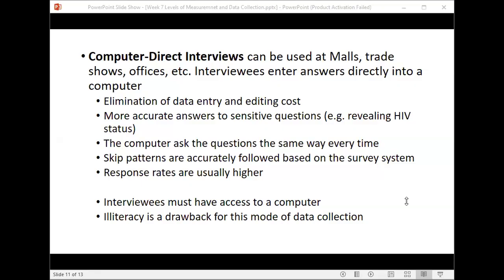Okay. And it's not biased because it's not like a personal interview where somebody is asking the questions. Sometimes if somebody is asking the questions, they can ask them differently, even though they want the same answer, and answers can vary based on the way you ask the questions. But the computer will ask the question the same way every time, right? So there's likely to be less bias. When there are skip patterns, they will be followed accurately, based on the survey system you have designed. And the rate of response is very high.